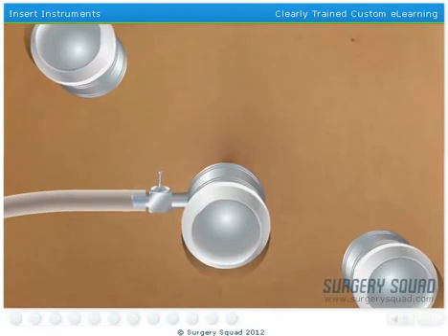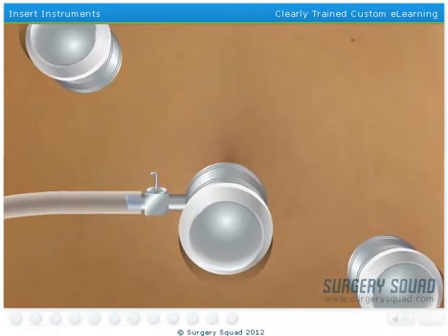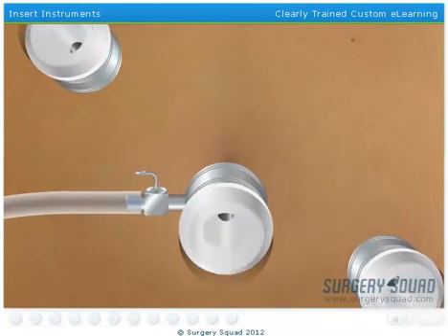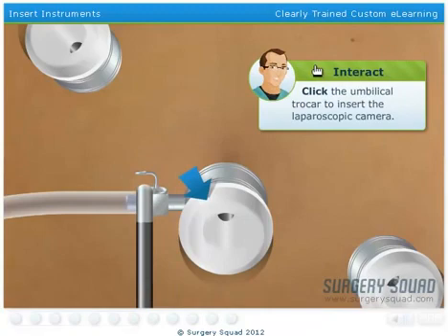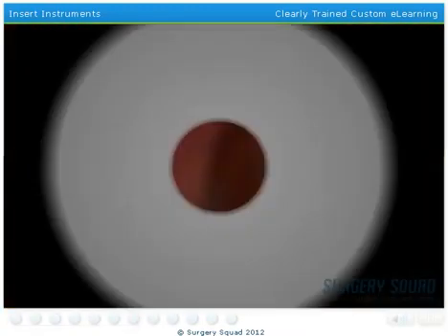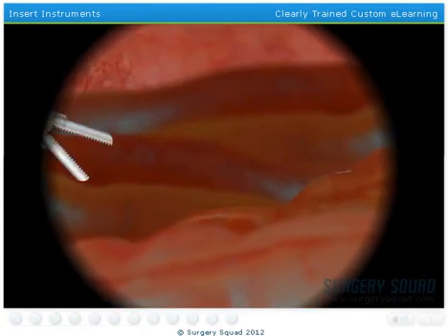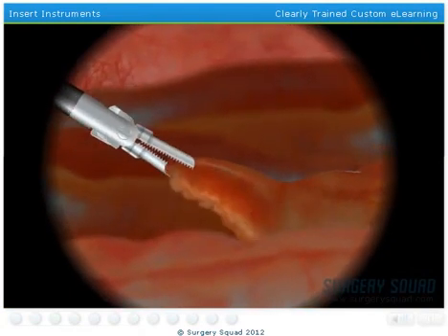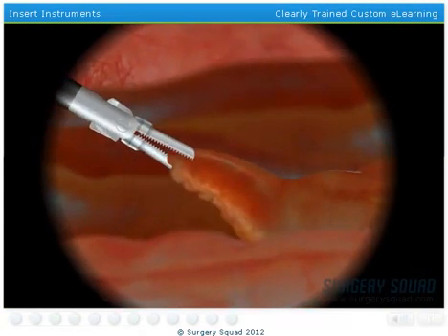Next, we need to insert our laparoscopic camera through the umbilical trocar. Images from the camera are projected on our monitor to allow us to inspect our patient's abdomen and confirm that the appendix is infected. The inflamed and swollen area you see is the patient's appendix. Our next step is to remove it before it becomes an even greater problem for our patient.